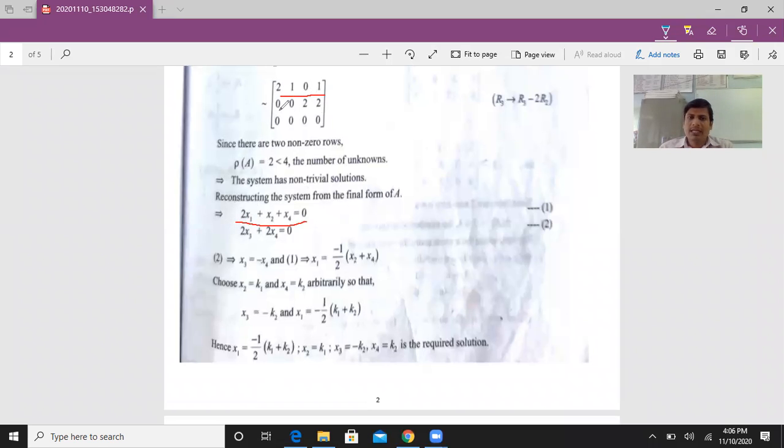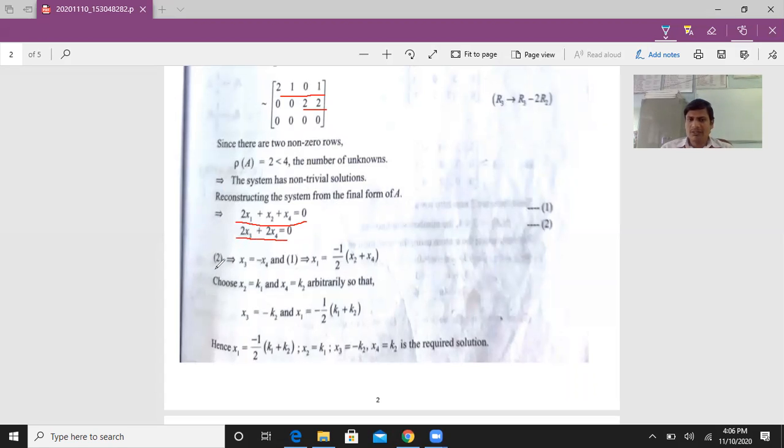Another equation is here: 0x1 is there, 0x2 is there. You neglect this one. After that, 2x3 plus 2x4 is equal to 0. This is the second equation. This is the first equation. This is the second equation.